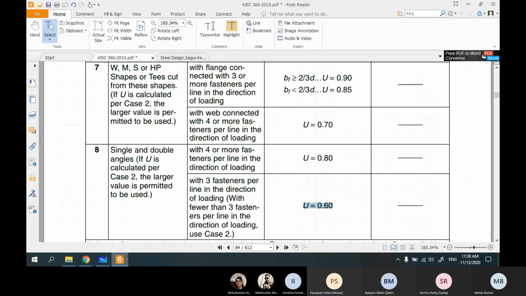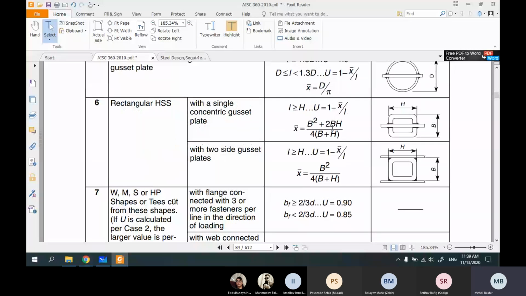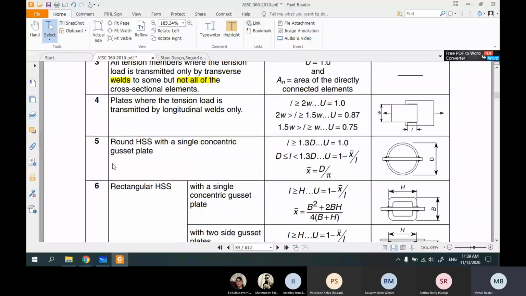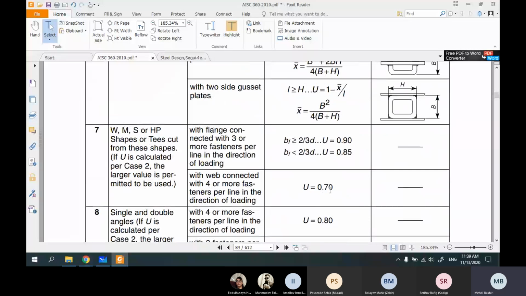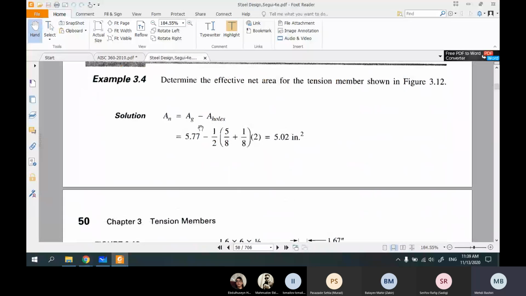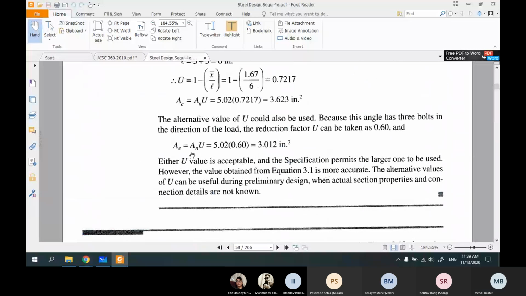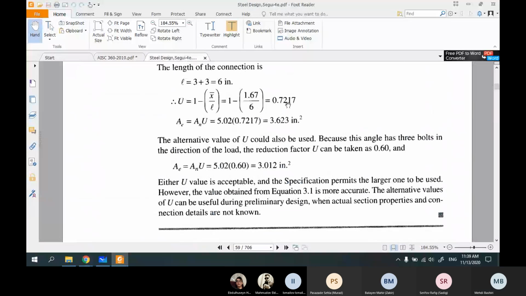Depends on these cases. You can check, for example, for W, M, S, or HP. W is I, for example. This is T. I explained all of them. So it depends on them, and you can pick one of them. For example, in this example, we solved this in the previous class. If you remember, we found 0.72 as U.